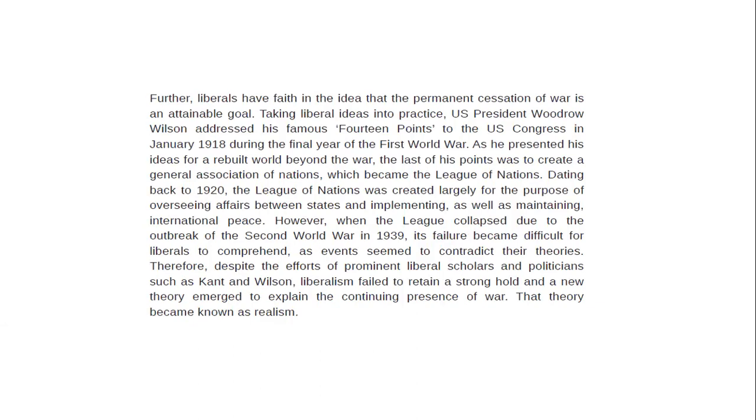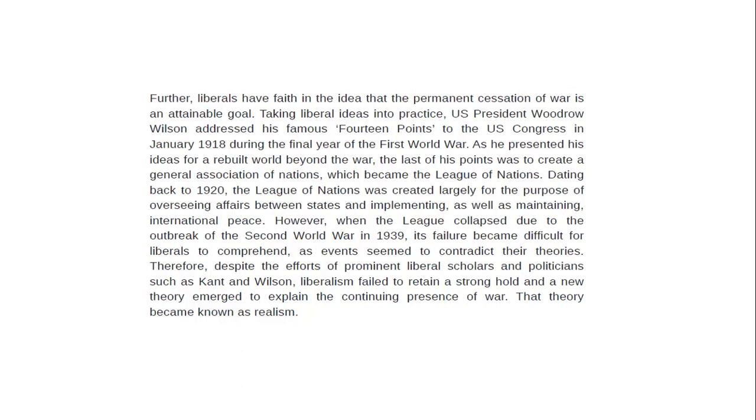Further, liberals have faith in the idea that the permanent cessation, that means the end or termination of war, is an attainable goal. Okay, that's what they feel. It is an attainable goal.